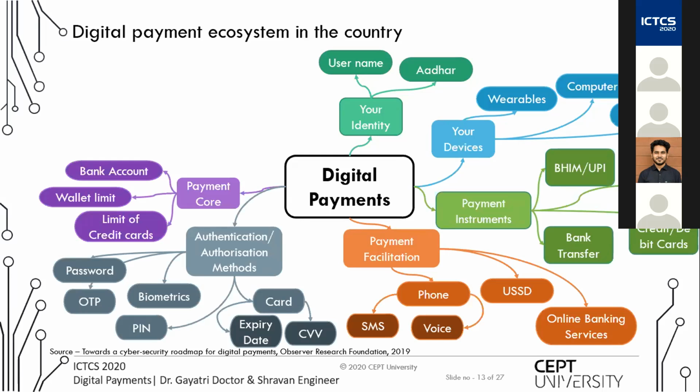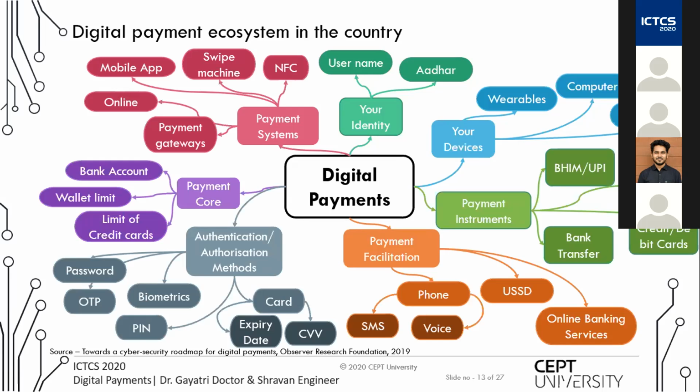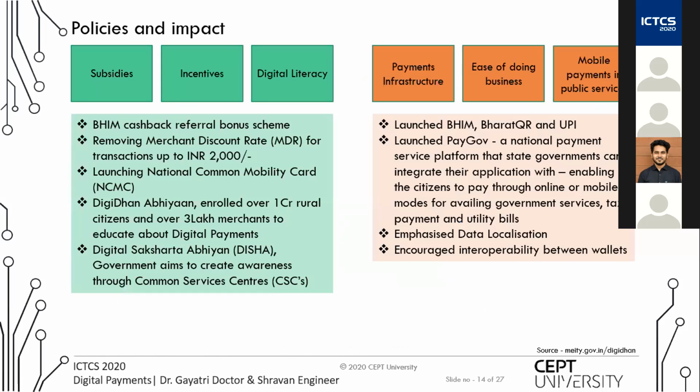The payment core, which is the banking account, wallet limits, or your limit on your credit cards. And finally, the payment gateways, that is your mobile application or the swipe machine, sorry, payment system.